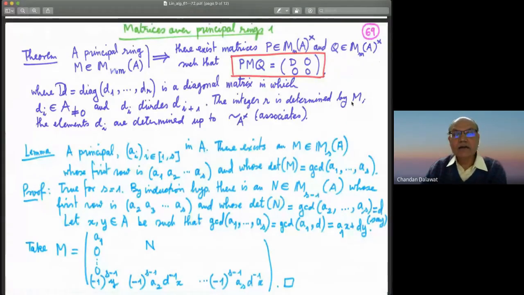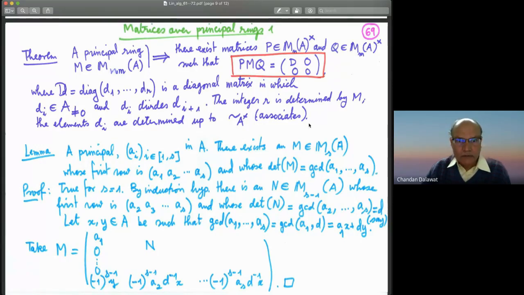So this integer r is uniquely determined by M, and the elements di are not uniquely determined, but they are determined up to associates. For example, if one of them is 1, somebody else might say it's a unit. 1 and units are associates, right? Or if somebody finds that one of the elements is 2, the corresponding element for somebody else might be -2. But that is the only kind of difference you expect. Otherwise, they are uniquely determined up to associates.